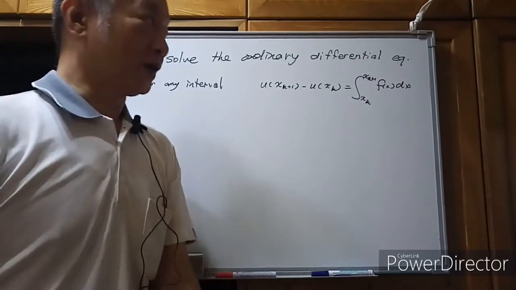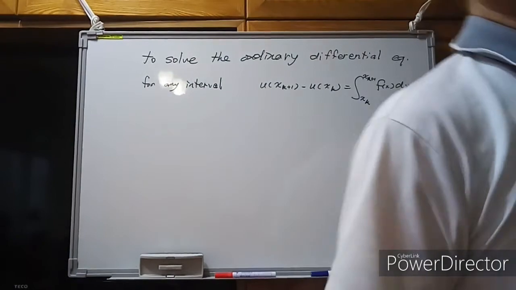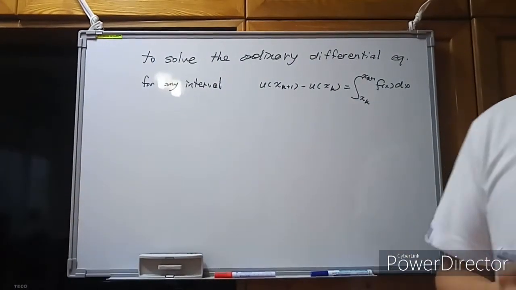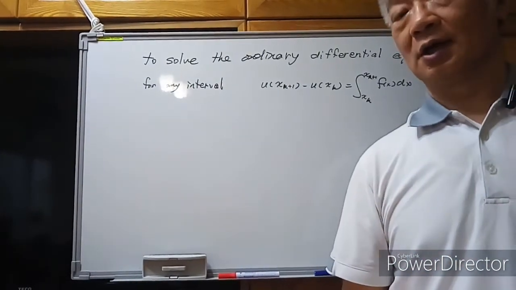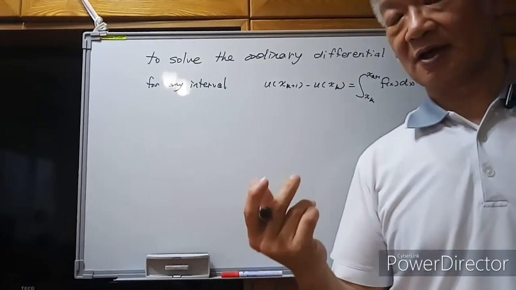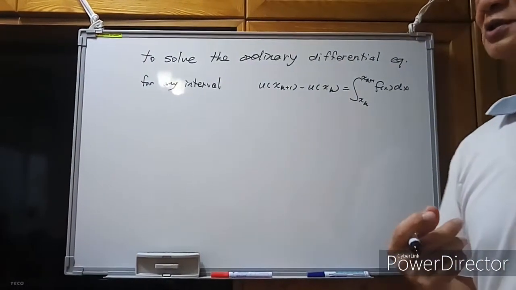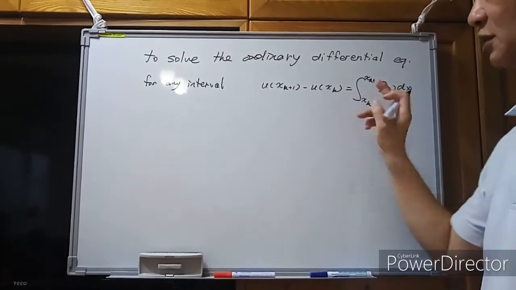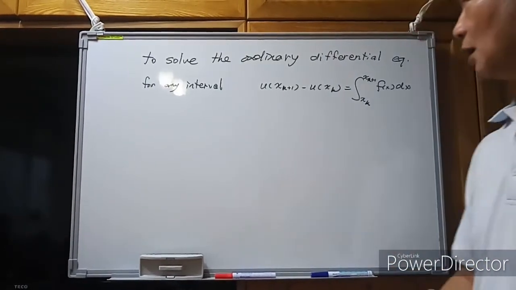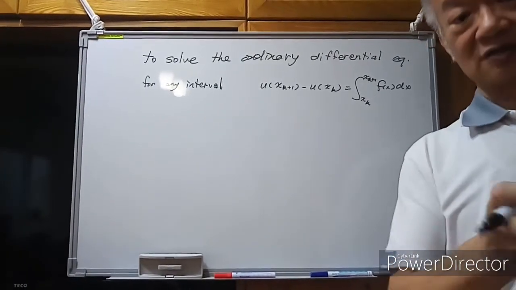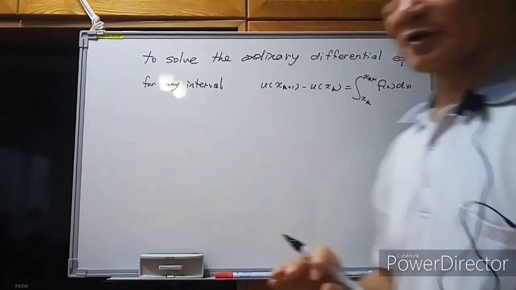The change of the function value will be the integration of the f of x from xk to xk plus 1. So for any interval, the change of the u will be equal to that, since the f of x is the differentiation of the u function. If we integrate the f of x, then we can get the change of the u values for this interval.